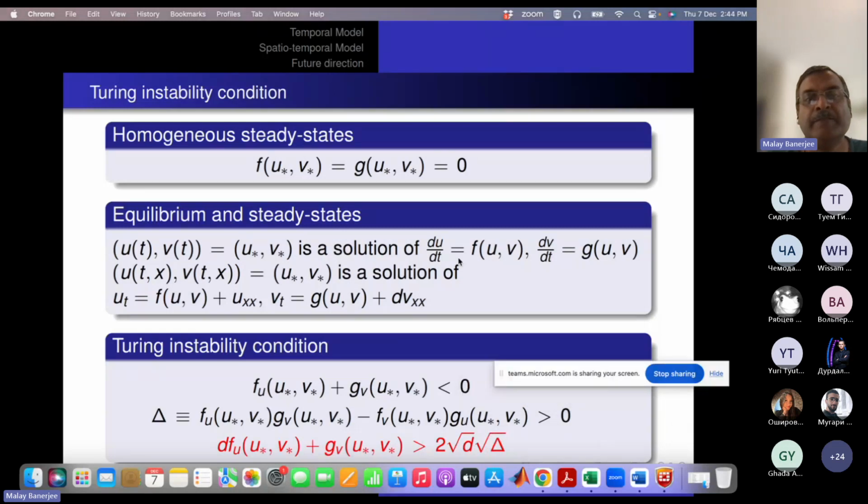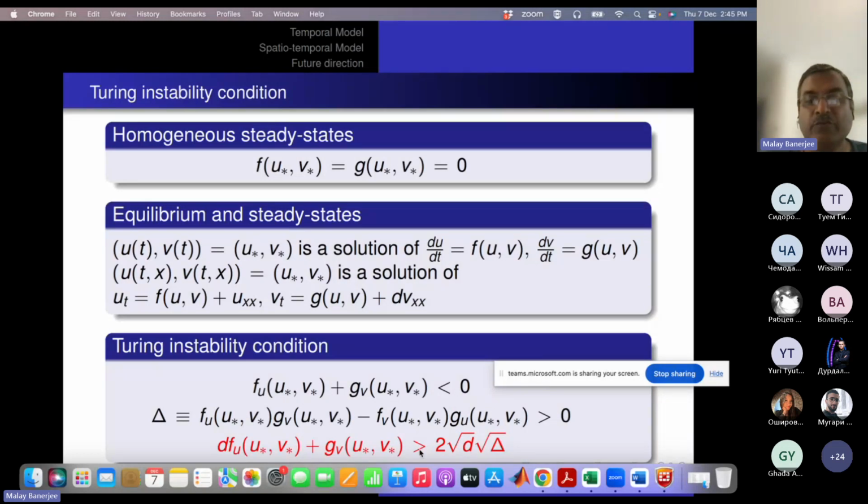condition reads like this. So if we solve these two equations in order to find out the homogeneous steady states, then what we can demand is that this steady state will remain stable under small amplitude temporal perturbation, but become unstable due to small amplitude heterogeneous perturbation. And the condition that this steady state is stable under temporal perturbation and unstable under spatiotemporal perturbation are given by these three conditions. So the first two inequalities correspond to stability of the homogeneous steady state under temporal perturbation, and the last one corresponds to instability.